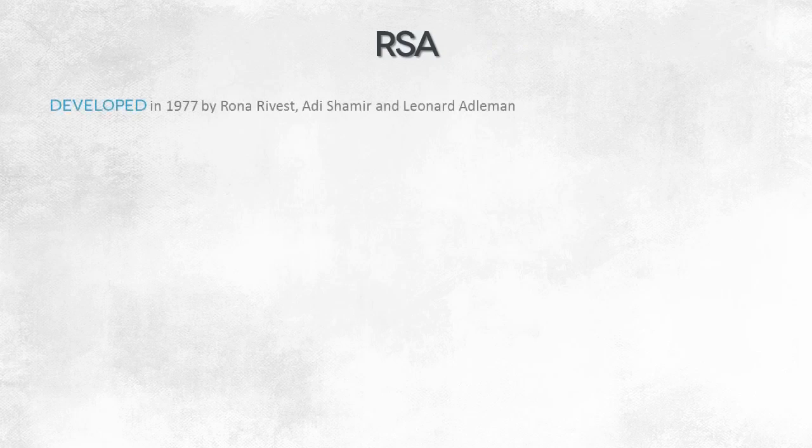Let's take a look at RSA first. The algorithm is not a new development. It was created back in 1977. It's not the first asymmetric algorithm either.